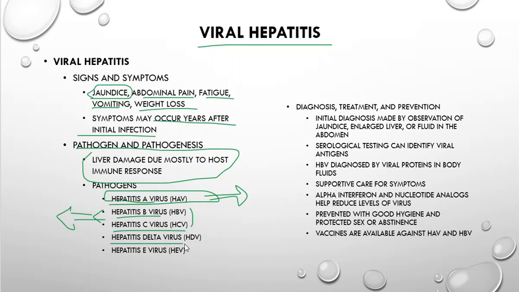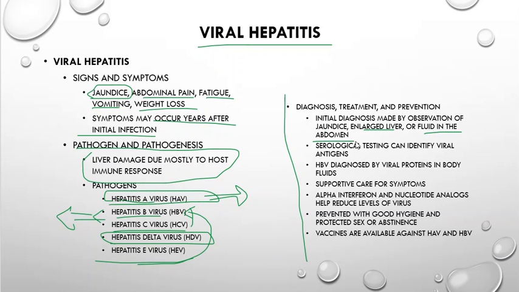Hepatitis D is acute, especially dangerous for pregnant women. Hepatitis D is one that can only survive with hepatitis B. You have to have a co-infection. Initial diagnosis: jaundice, enlarged liver, fluid in the abdomen.